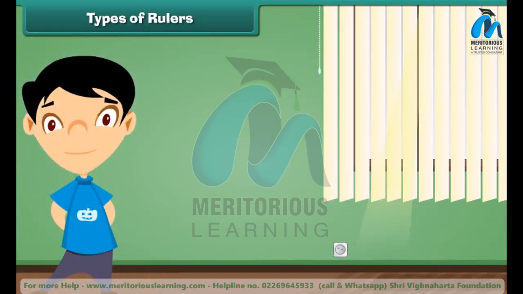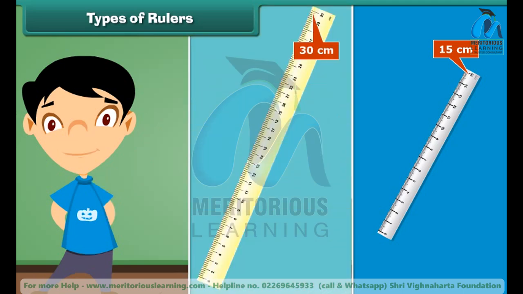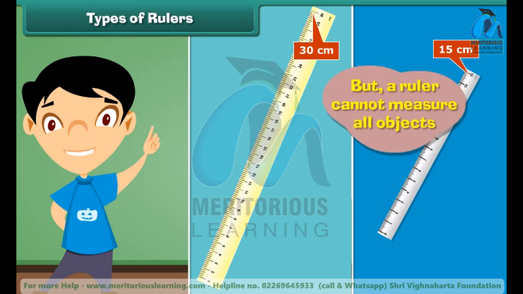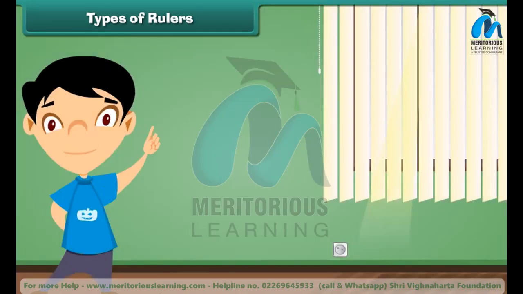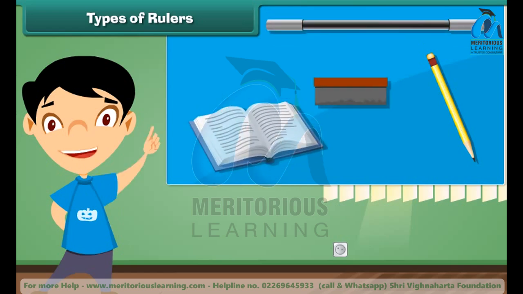A ruler comes in different length. The first ruler seen can measure length up to 15 centimeters. The second ruler seen can measure length up to 30 centimeters. But a ruler cannot measure all objects. Ruler is used to measure only short length objects such as pencil, stick, notebook, duster, comb, etc.